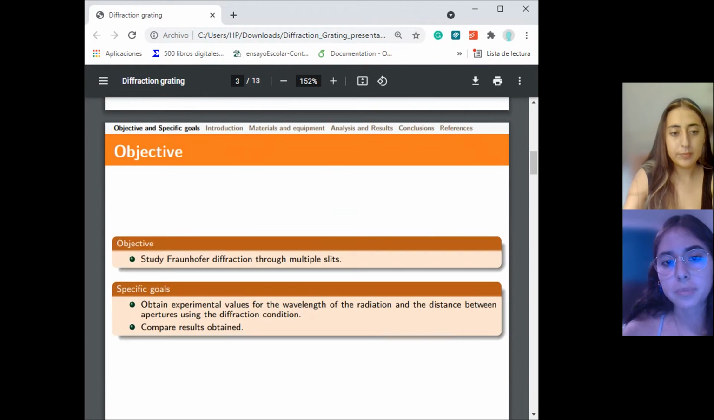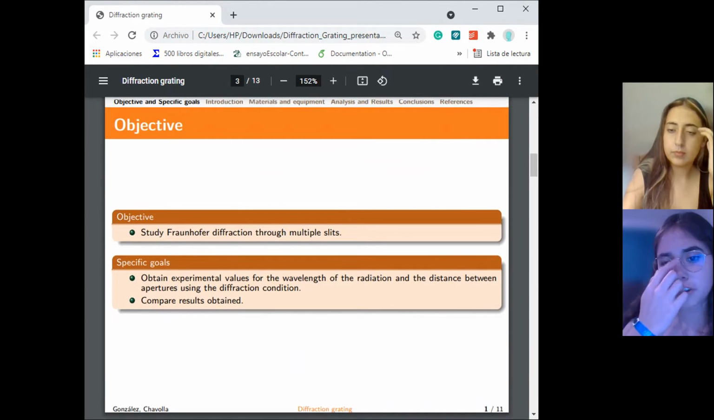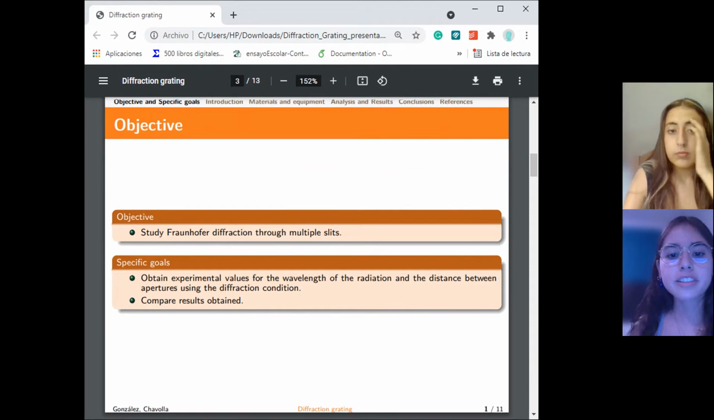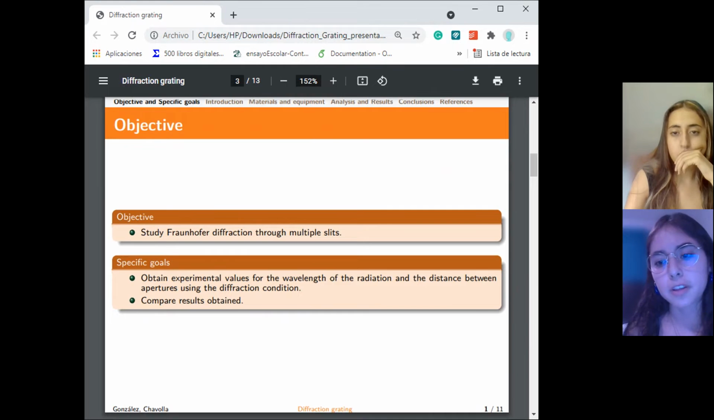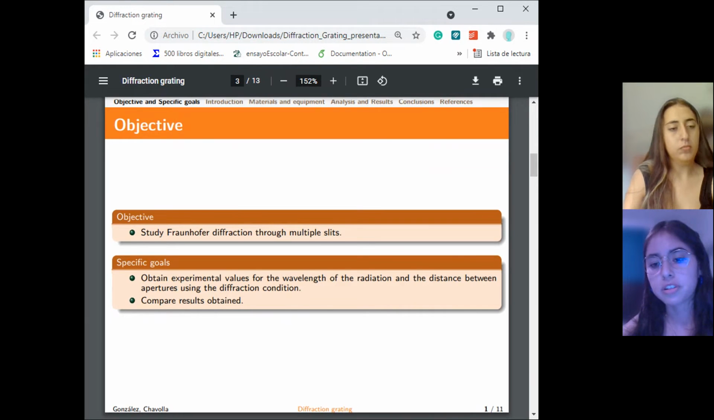This is the outline of our presentation. The objective is to study Fraunhofer diffraction through multiple slits, and the specific goals are to obtain the experimental values for the wavelength of the radiation and the distance between its apertures using the diffraction condition, and also to compare the results obtained.